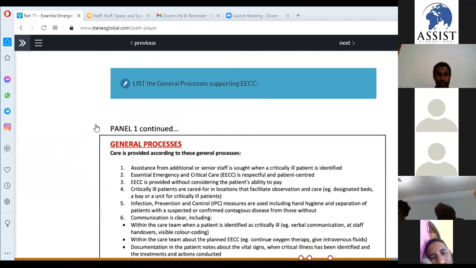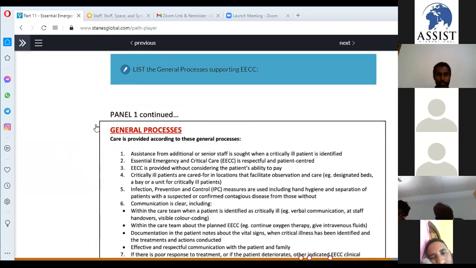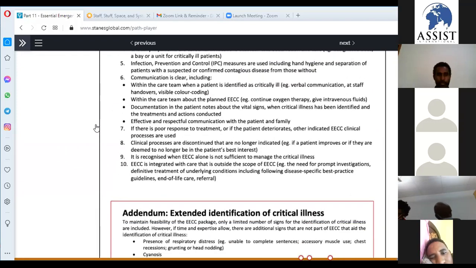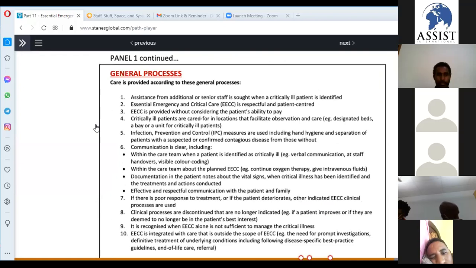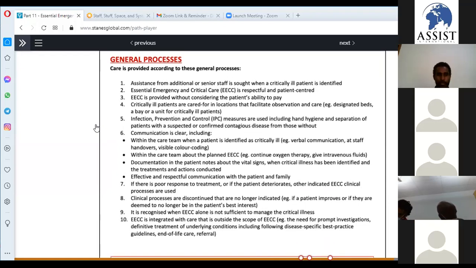So what are the processes then? What should be a process in a hospital to provide this emergency critical care? What is the general process? You can read, okay? There are about 10. You need to have additional staff, additional senior staff that you can consult whenever needed.